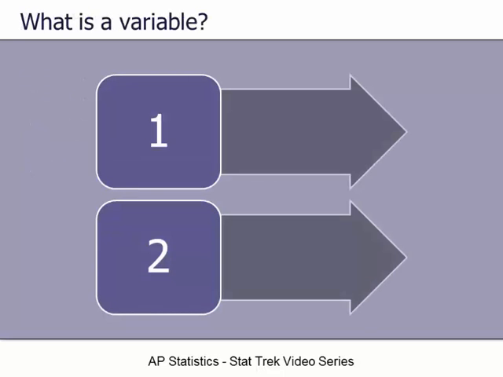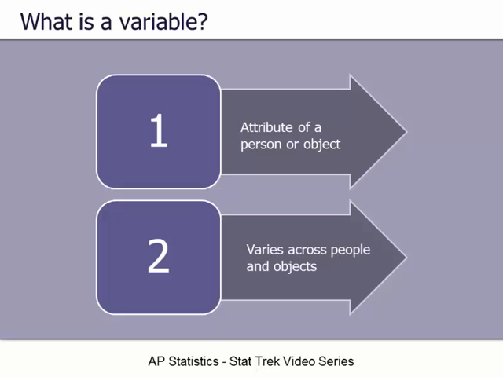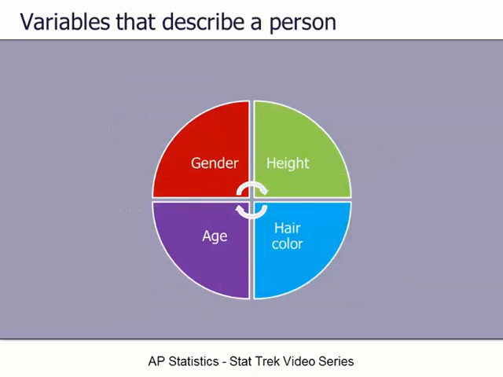A variable has 2 defining characteristics. First, it is an attribute that describes a person or object. And second, the value of that attribute can vary from one person or object to another. For example, variables that describe a person might include gender, height, hair color, or age. Notice that the value of these attributes can vary.